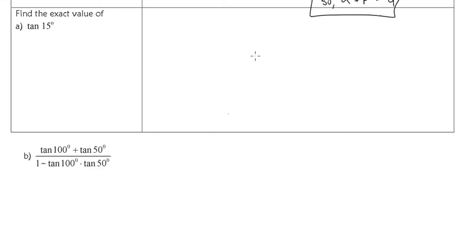All right, here we go. Find the exact value of the tangent of 15 degrees, and then second, find the exact value of tangent of 100 degrees plus tangent of 50 degrees, all divided by 1 minus the tangent of 100 times the tangent of 50. Those are both degrees. So these should be very similar to the problems you did yesterday.